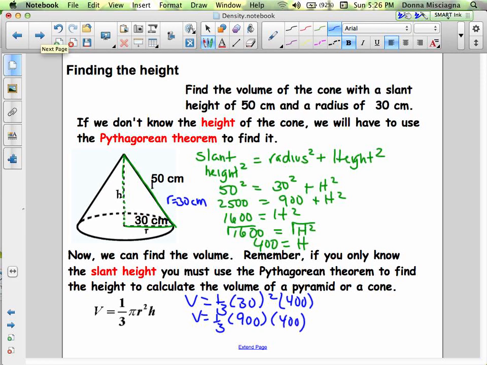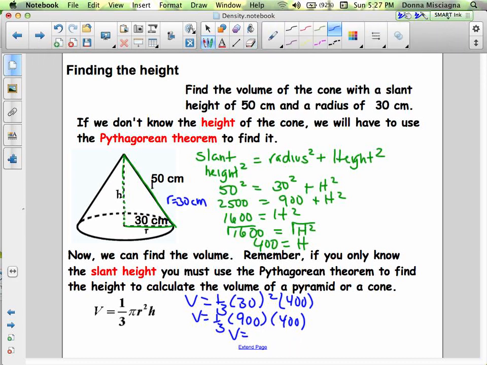900 divided by 3 is 300, and 300 times 400 is going to be 12 with 3 zeros. So 12,000. No, wait, excuse me, 4 zeros.